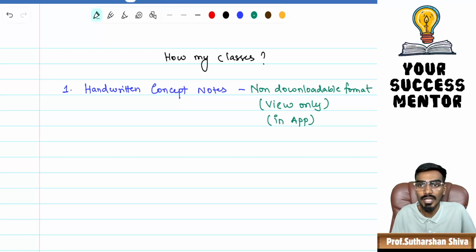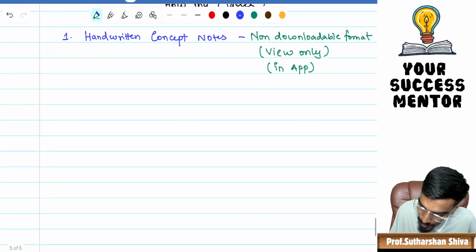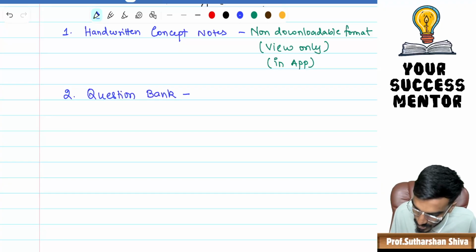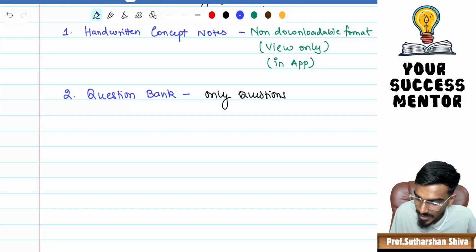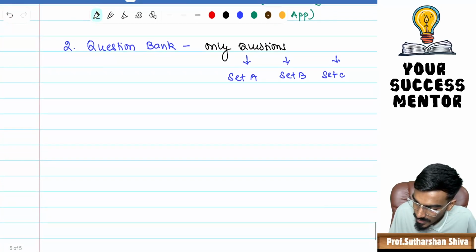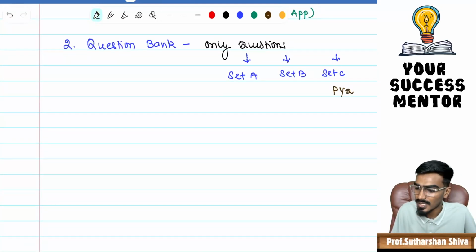Then number 2, we will give you a question bank, which comprises only questions. In that, the questions are divided into set A, set B, and set C. Set C is fully dedicated to PYQ.